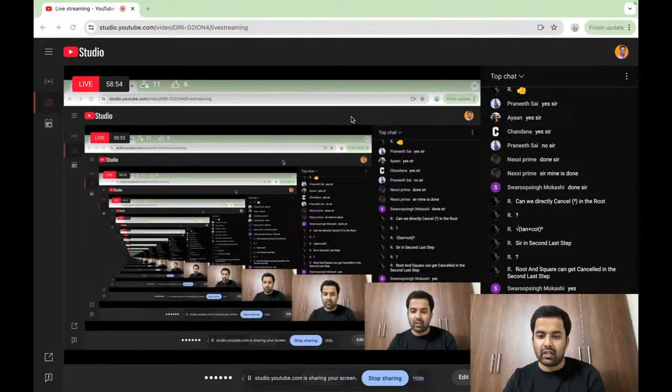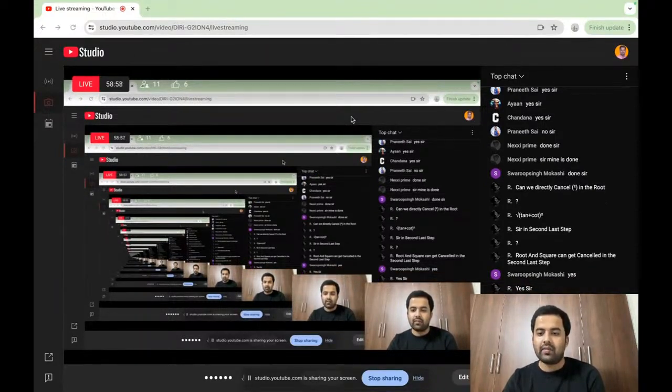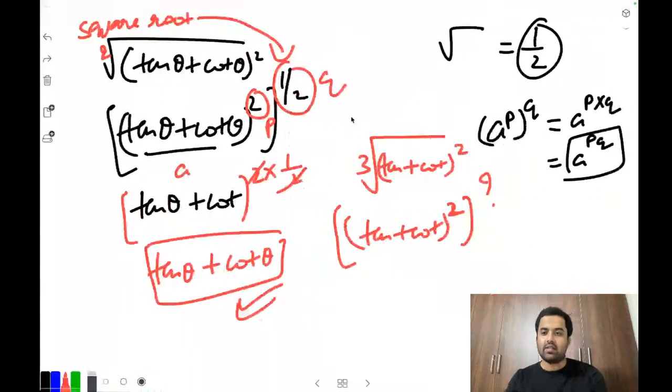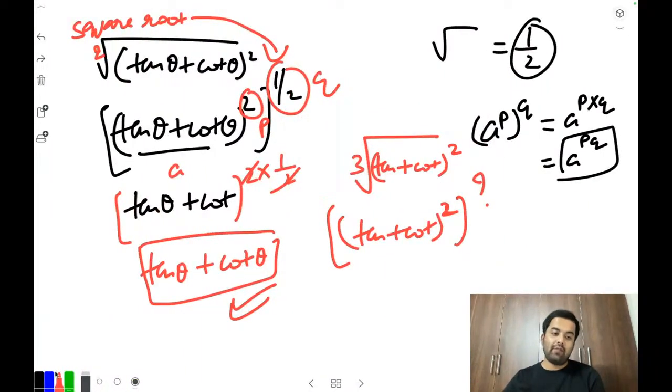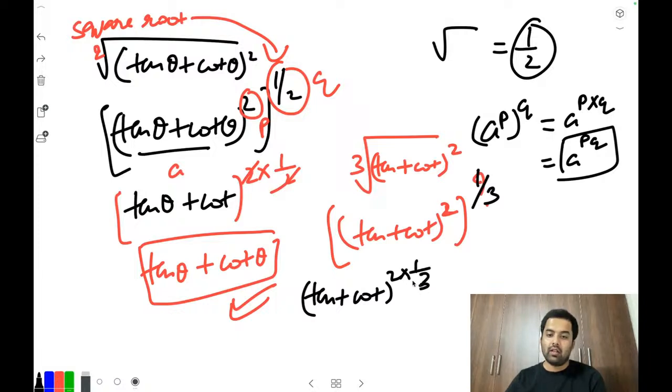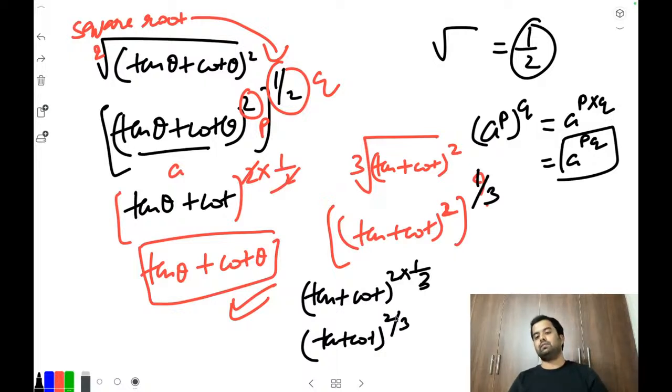1 by 4, Pushya? How? Yes, 1 by 3, correct. Yes, good. So if it is a cube root, we have to mention here 1 upon 3. So the final answer will come like this. I'm just giving this as an example. So tan plus cot and the whole power becomes 2 by 3. It is like this.